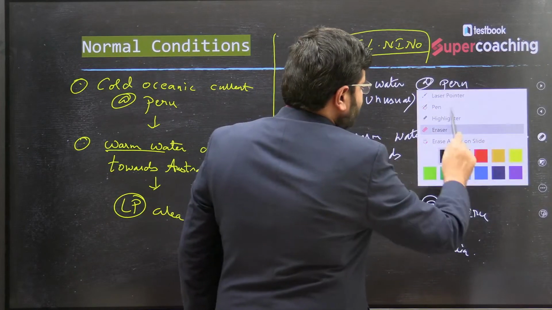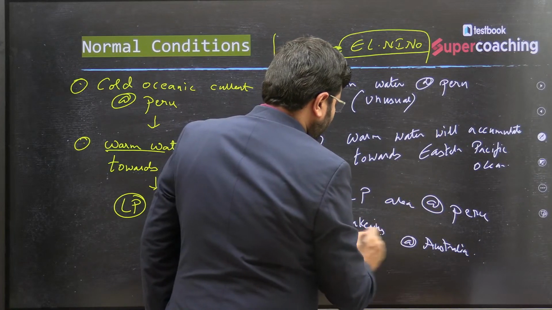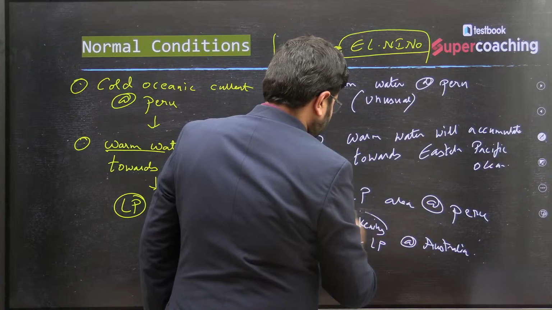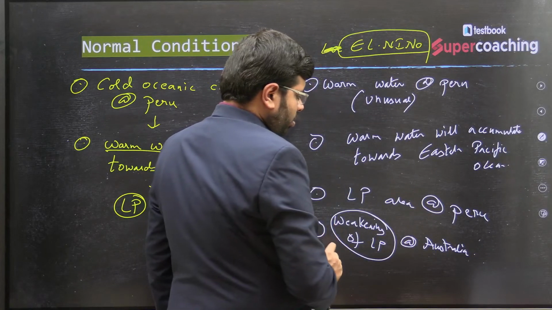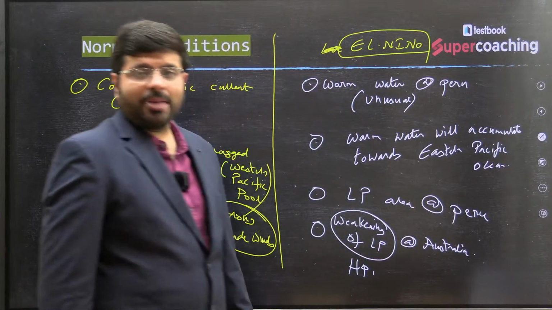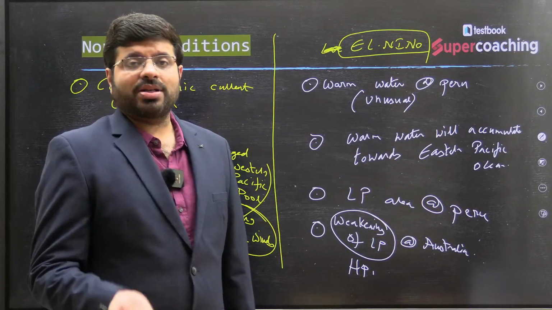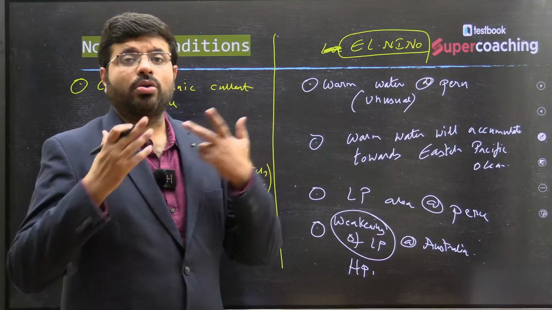So rather we will say that there is a weakening of low pressure at Australia. What will happen? You will find high pressure conditions. If you find high pressure conditions, do you find rainfall? No. Whenever I told you high pressure conditions, it means atmospheric stability, no rainfall.